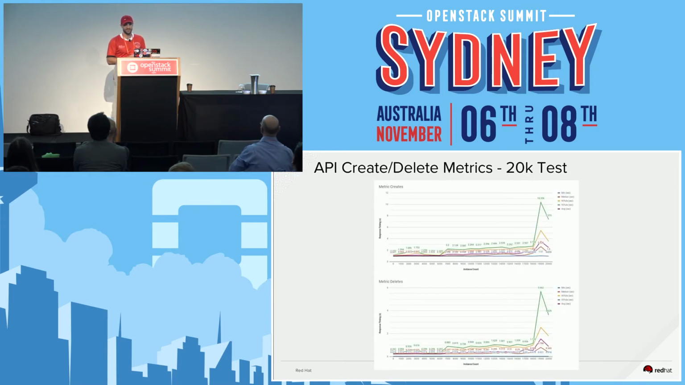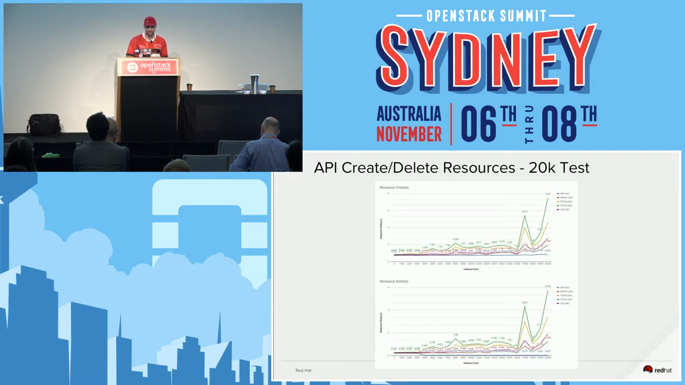So, creating and deleting metrics. Here are the graphs on those. You can see that they're relatively flat as well. There are some spikes towards the end there. And deleting is much faster. Same thing with resources. There was some spiking there at the end.